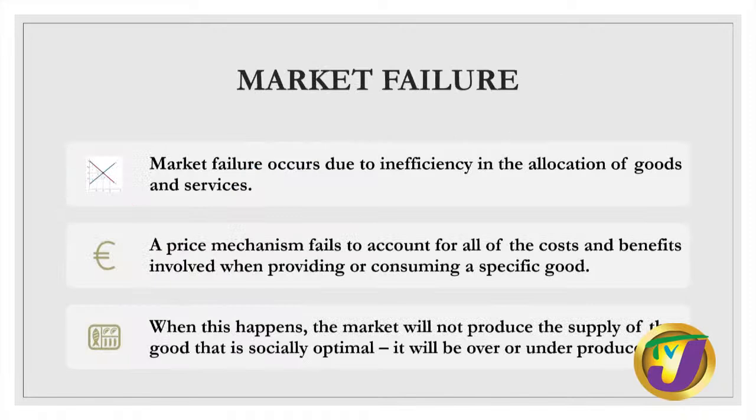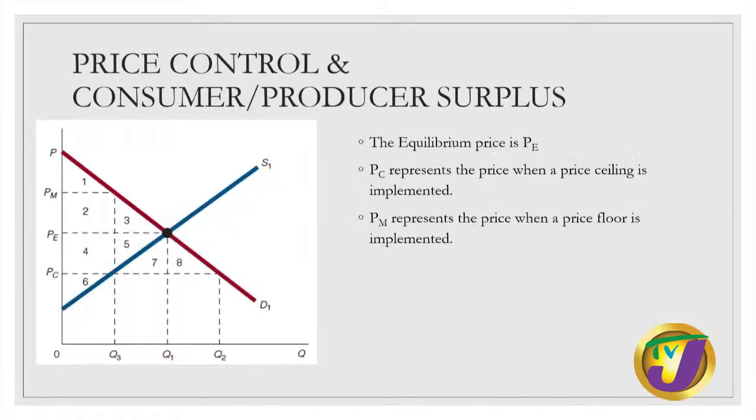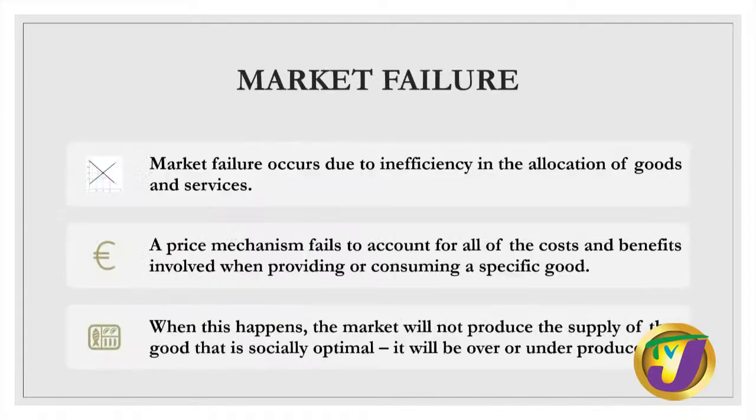And the opposite is also true. If there's a price floor where the price is set at PM, we'll notice that 1 becomes the new consumer surplus, and the new producer surplus is represented by 2, 4, 6, and the deadweight loss is still 3 and 5.